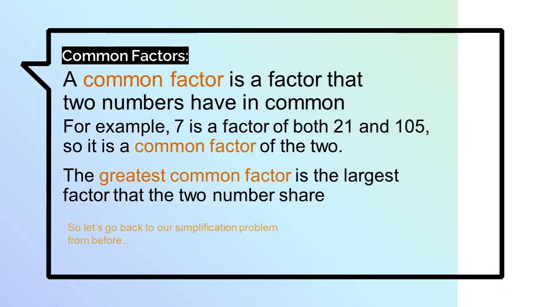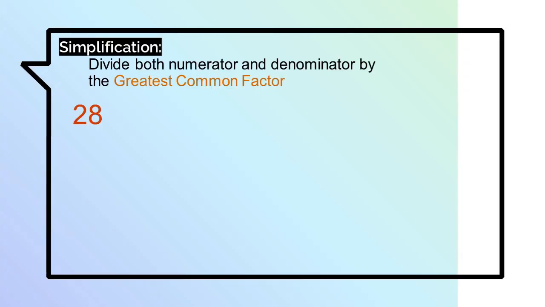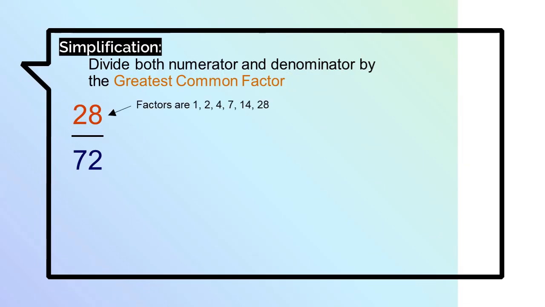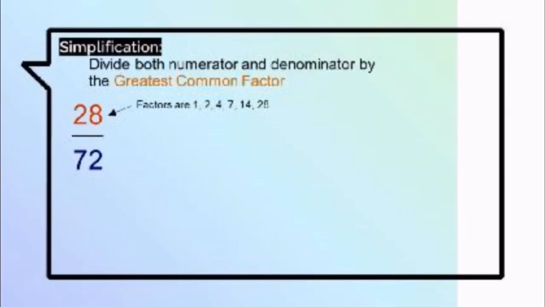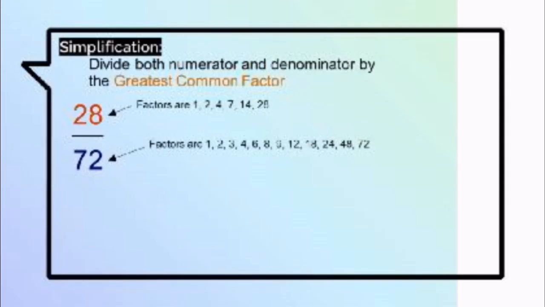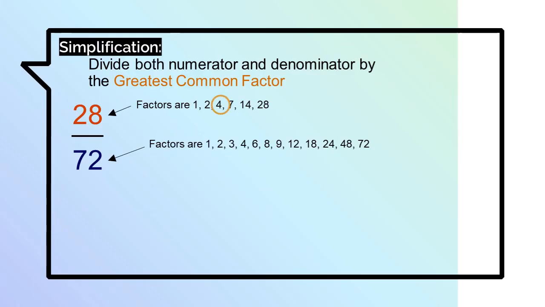So let's go back to our simplification problem from before. We have the fraction 28 over 72. We have to divide both numerator and denominator by the greatest common factor. The factors of 28 are 1, 2, 4, 7, 14, and 28. The factors of 72 are 1, 2, 3, 4, 6, 8, 9, 12, 18, 24, 36, and 72. Their greatest common factor is 4.